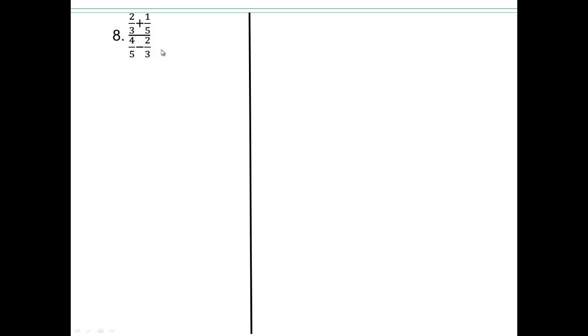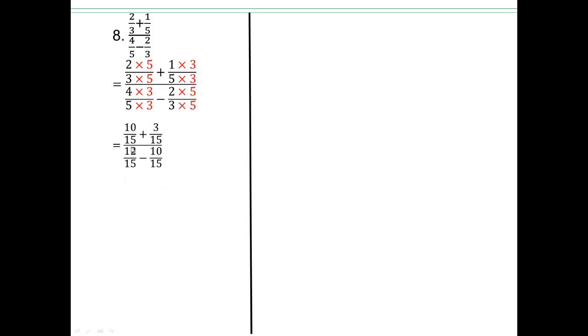All right, let's take a look at this example. Again, numerator, denominator. So we'll evaluate the numerator, the denominator, and then do the division. So to add the numerator, a common denominator would be 15. So multiply this one by 5, this one by 3, this one by 3, this one by 5. So it's as if you had two separate problems and then you're putting them together. So 10 15ths plus 3 15ths, which is 13 15ths. And this will be 12 15ths minus 10 15ths, or 2 15ths.